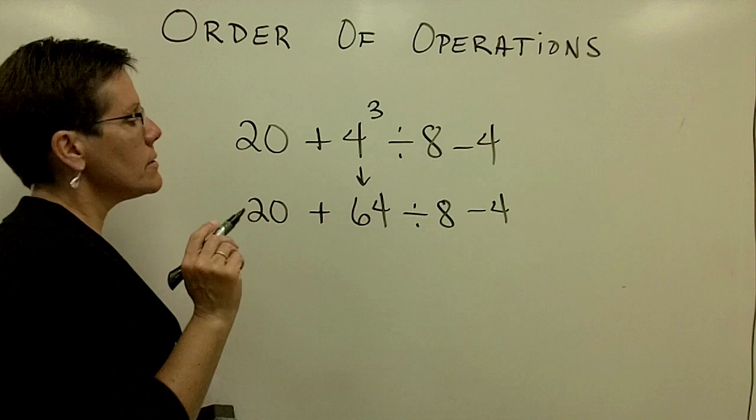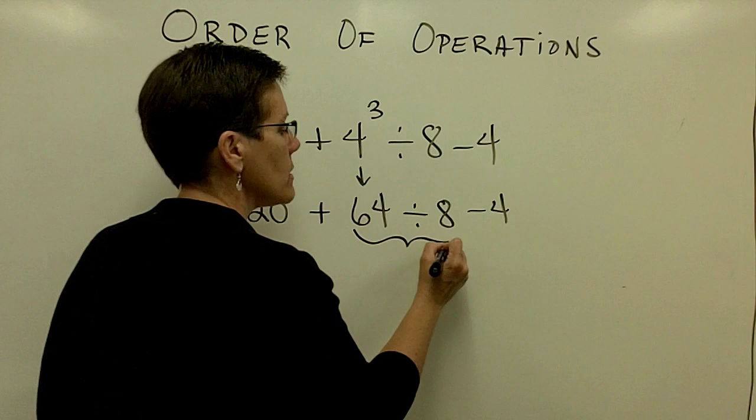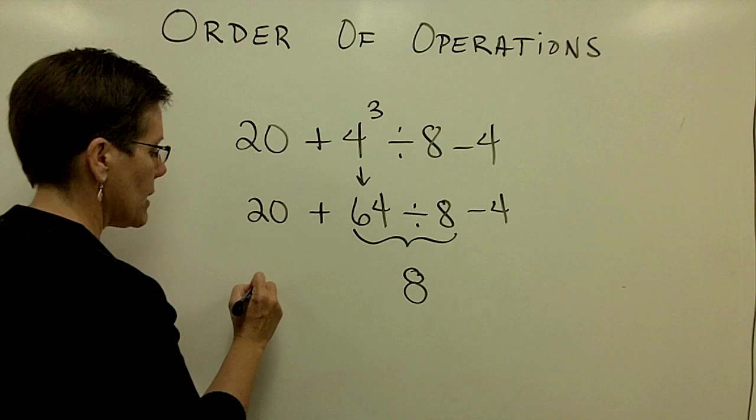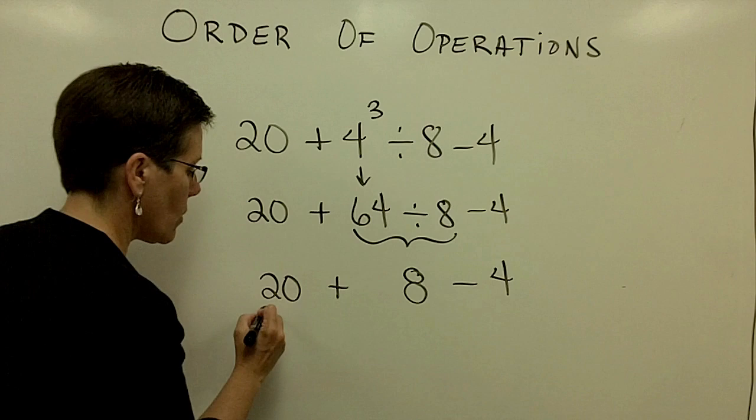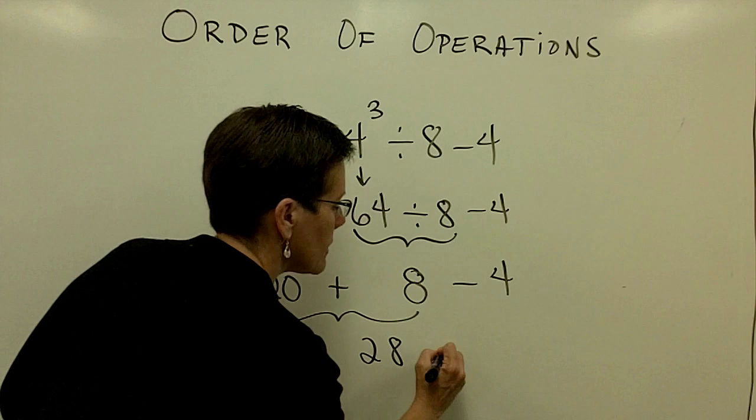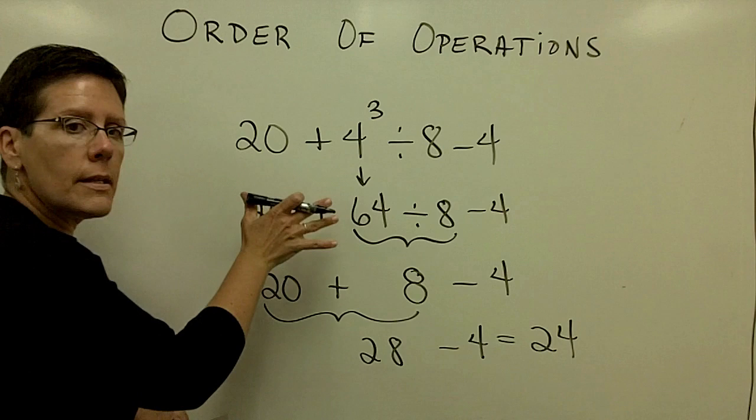Next, I'm going to divide before I add and subtract, and 64 divided by 8 is 8. So I want to take this 20 and add that quotient and then subtract 4. So again, please work from left to right. So 20 plus 8 is 28, and then when I subtract 4, I get 24. Again, one step at a time.